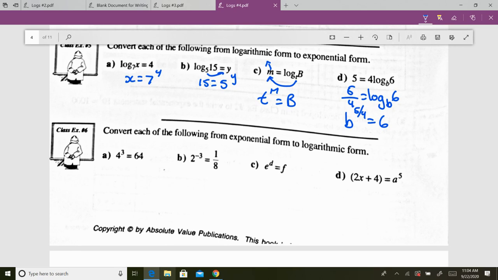And last ones for the day. We're writing them as a log. So what's my base in A? 4. So 3, the exponent falls down, is equal to log base 4 of 64. Second one, excuse me, -3 is equal to log base 2 of 1/8.